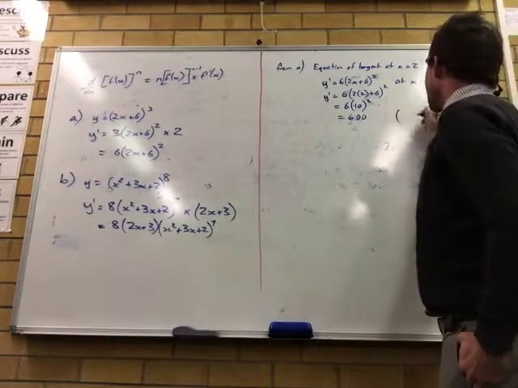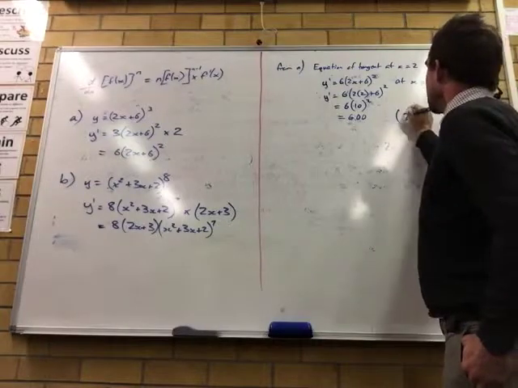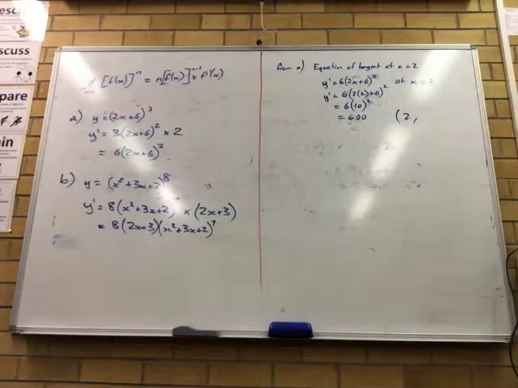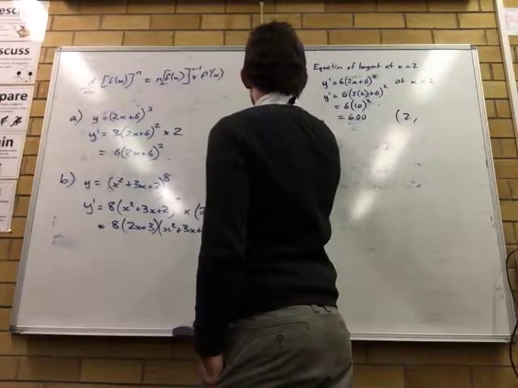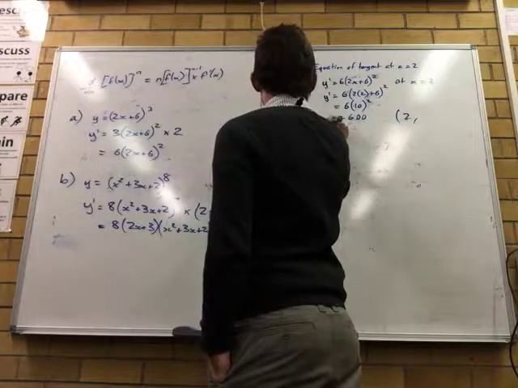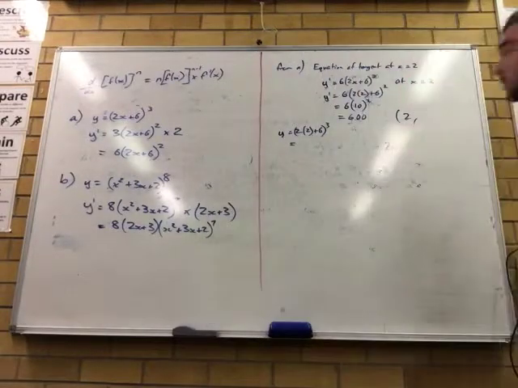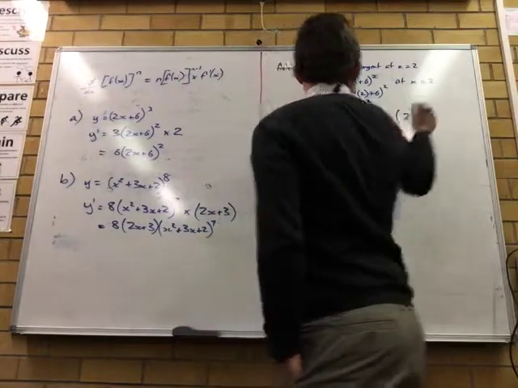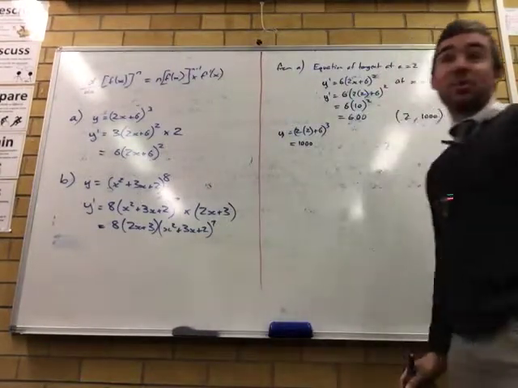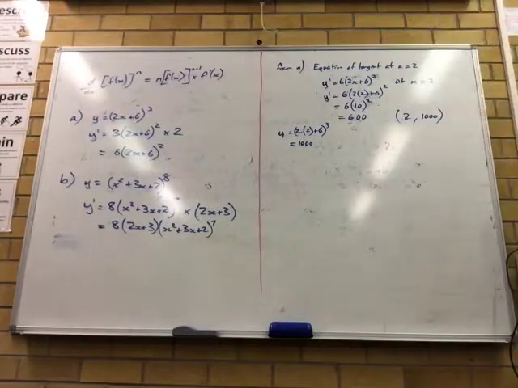Alright, so I've got the gradient. I've got my x value, which is 2. And I'll need the y value for the tangent to substitute into the point gradient formula. So y equals 2 lots of 2 plus 6 all to the power of 3. Wow, this one's going to be one big y value. 4 plus 6, 10. So the y value is 1,000. So there is a point on the curve that is 2, 1,000.